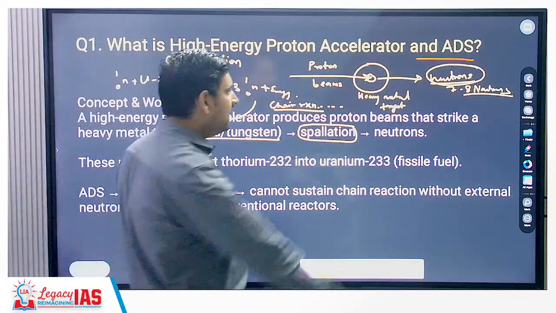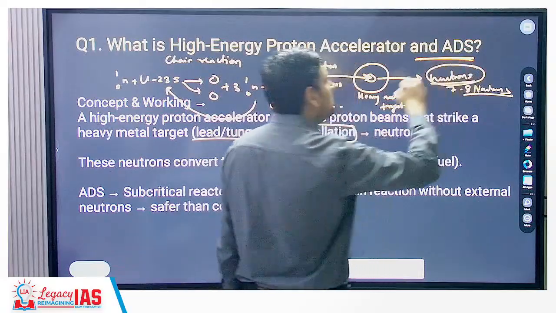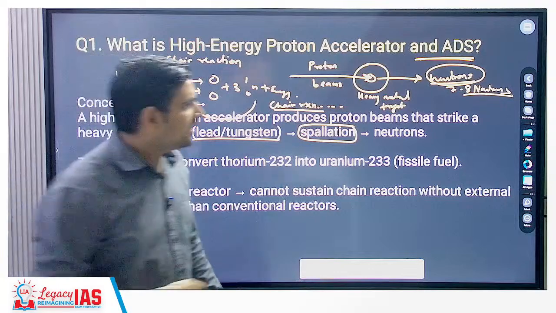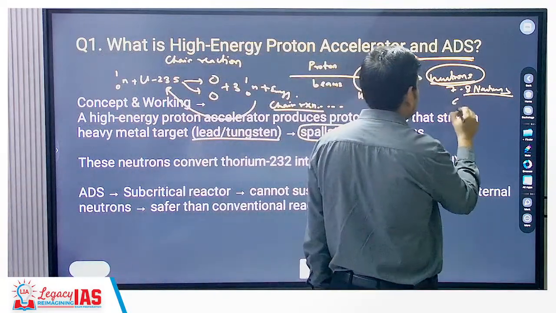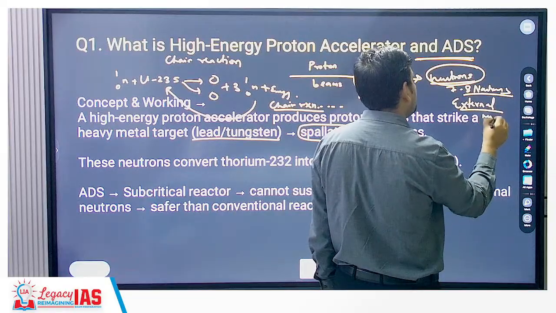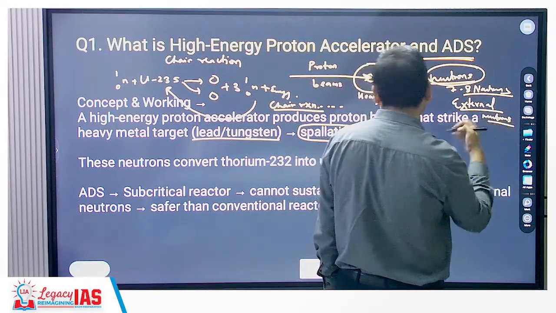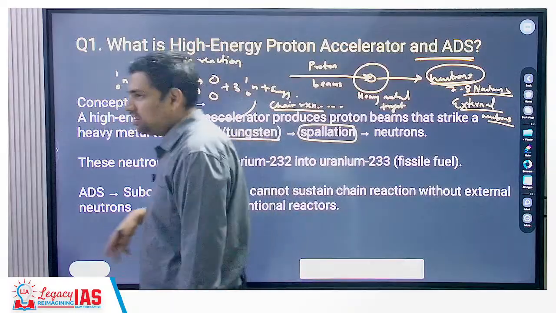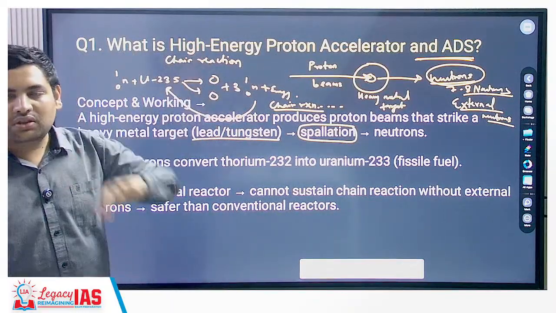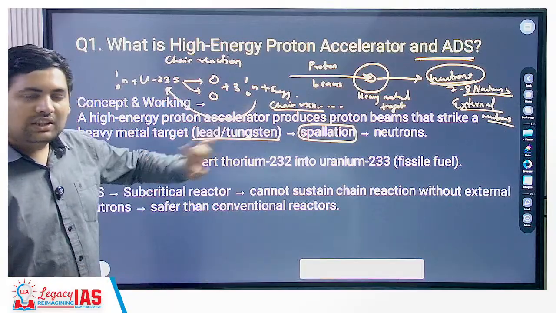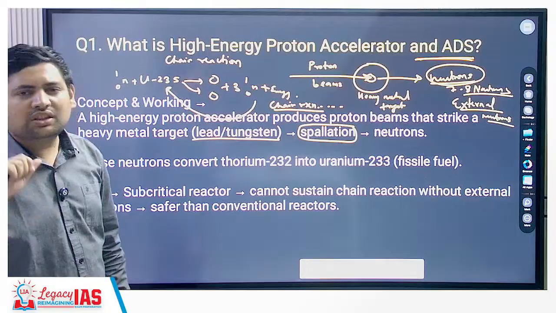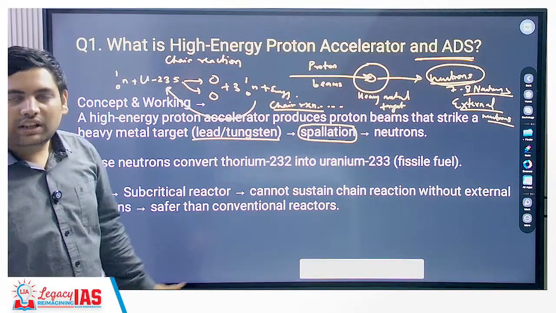Now in this ADS system, we don't allow these neutrons to continue the reaction. Instead, we get the neutrons from outside. These are called external neutrons. A source of external neutrons is the concept we just learned, high energy proton accelerators. These can be used to generate external neutrons that can be used in reactions.